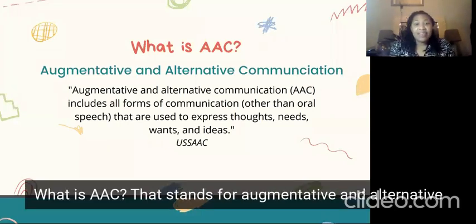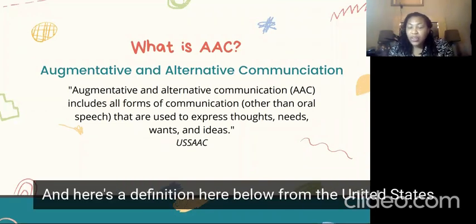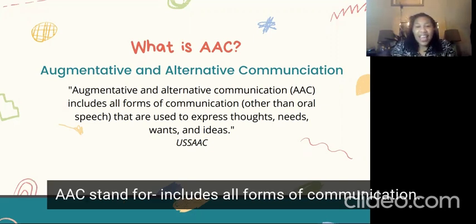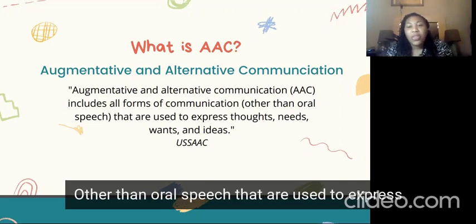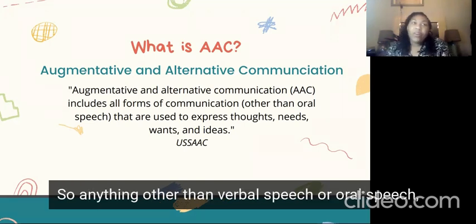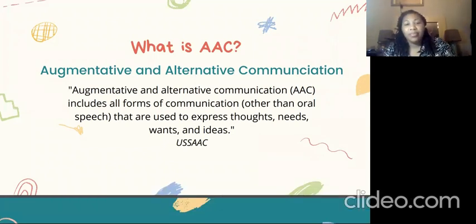What is AAC? That stands for Augmentative and Alternative Communication. And here's a definition below from the United States Society of Augmentative and Alternative Communication. AAC includes all forms of communication other than oral speech that are used to express thoughts, needs, wants, and ideas. So anything other than verbal speech or oral speech or mouth words.